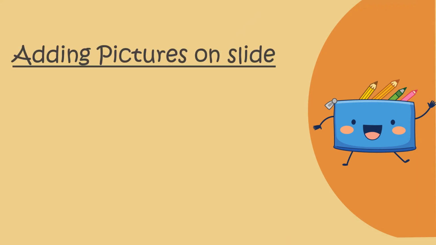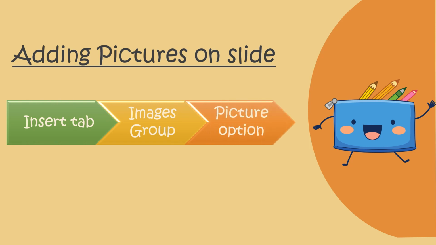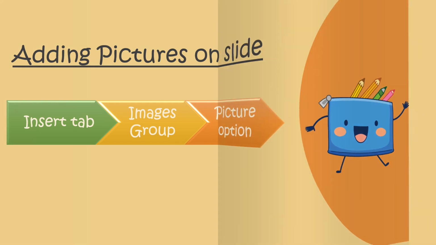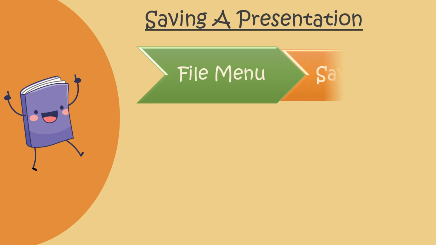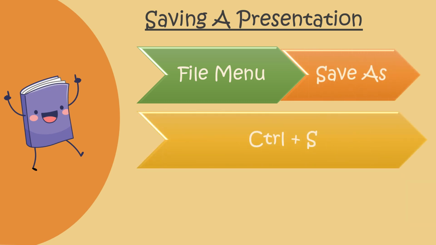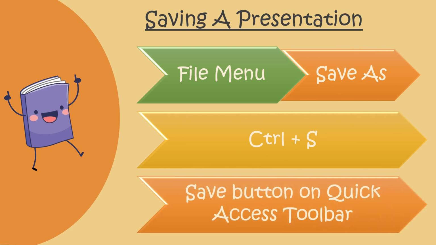Now quickly revise the steps that we learned today. First, how we added a picture on a slide. We clicked on the Insert tab, Images group, Pictures option. What are the three methods to save the file? One, File menu, Save option. This was the first method. Second method is to press the Ctrl plus S shortcut key. And the third method is the Save button on the Quick Access toolbar. You can use any one of these methods to save your presentation.